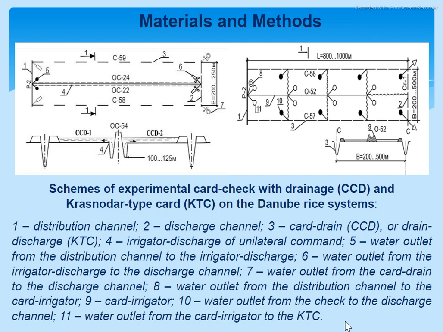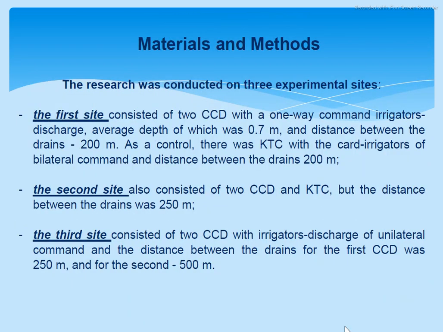So, according to such design features, for the study of the salt balance formation in the rice fields with various parameters and designs, we selected 3 different experimental sites. The first site consisted of 2 cart checks with drainage with a one-way command irrigator discharge and a distance between the drains of 200 meters. As a control, a Krasnodar-type cart with a 2-way command irrigator and a distance between the drains of 200 meters was considered.